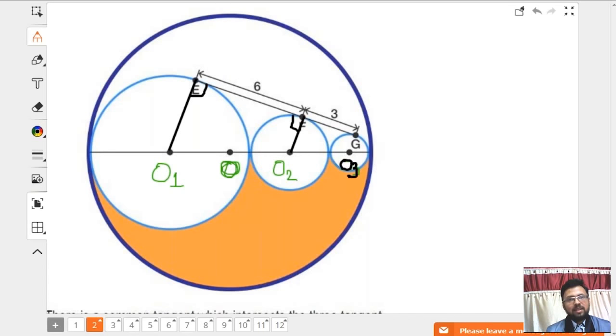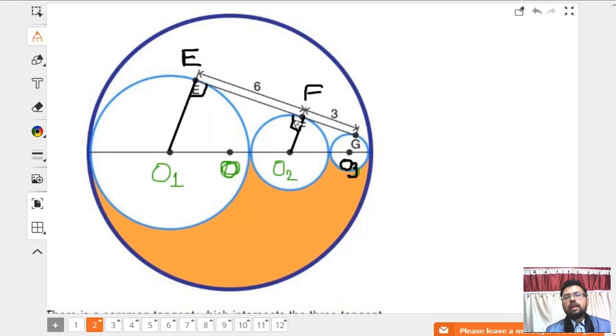It's not from the Triangles chapter, correct? It's a tricky question. It combines. Very good. So it is 90 degrees. Why? This is E, this is F. EF is tangent to both the circles, and O1E and O2F are radii. So they will touch each other at right angles at the point of contact. Very, very good.